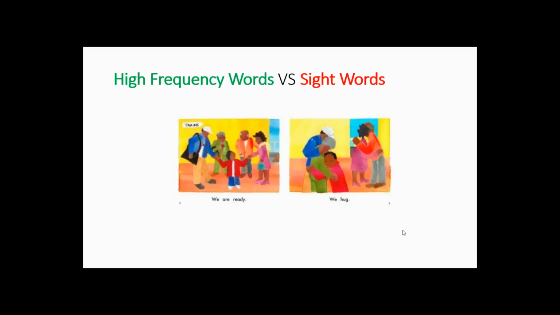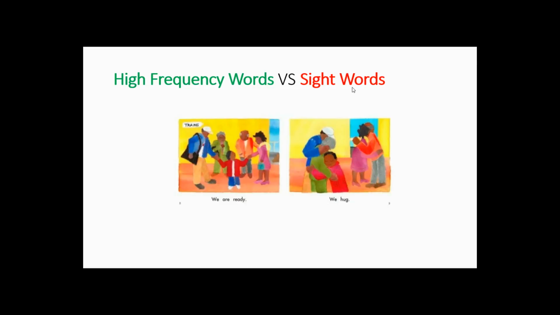Okay, we're going to think a little bit about high frequency words and sight words. I think the Words Their Way text isn't completely clear on how those two words are different. And I think it's common for a lot of classroom teachers to have some confusion about those two words. They aren't actually synonyms, they don't mean the same thing.